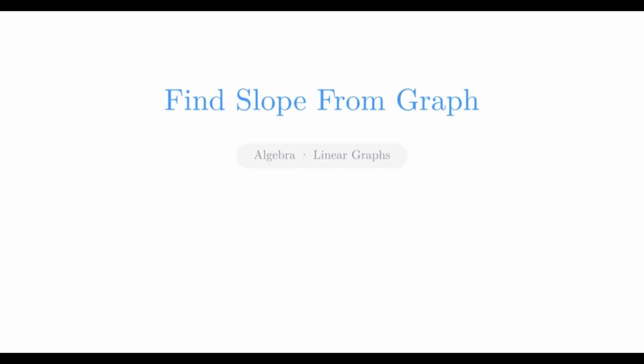This video shows how to find the slope of a line directly from its graph. Reading slope visually is a foundational skill for algebra, physics, and any subject involving rates of change. You'll learn to pick two clear points, count rise over run, and interpret what the slope value means.